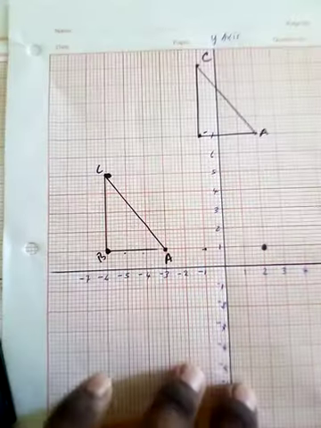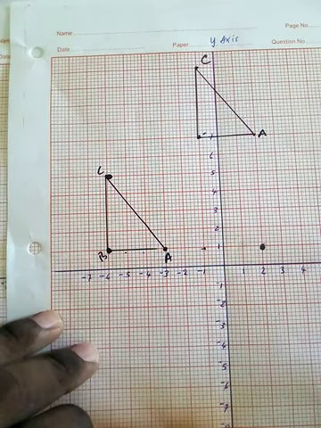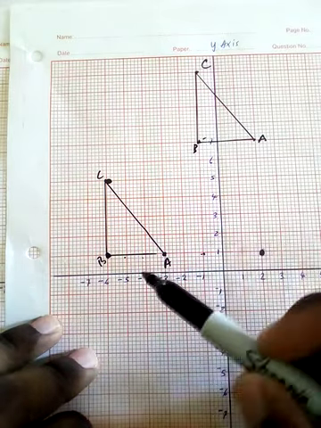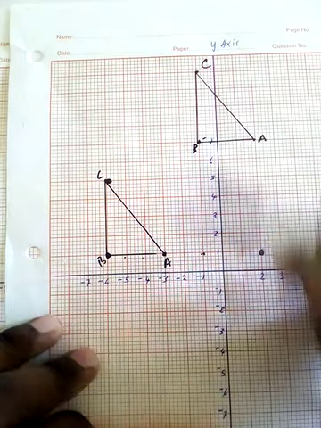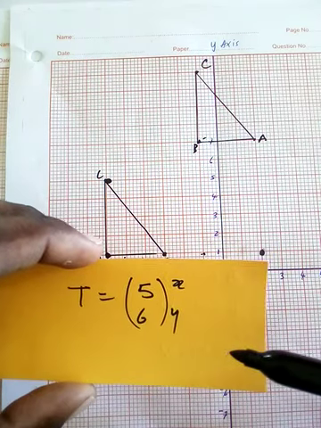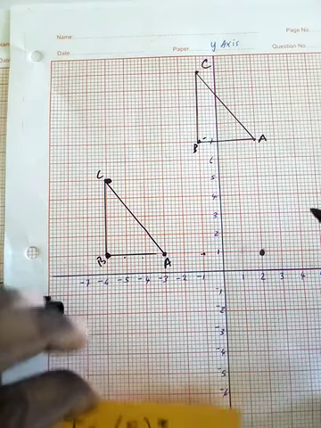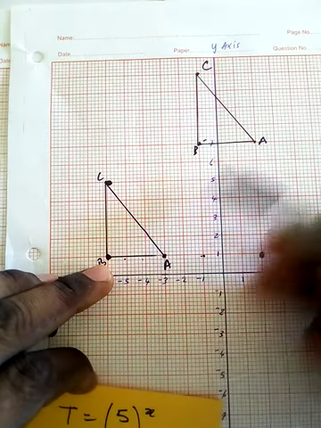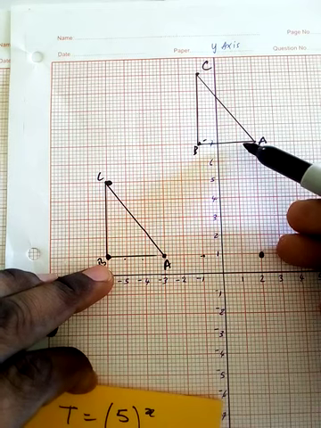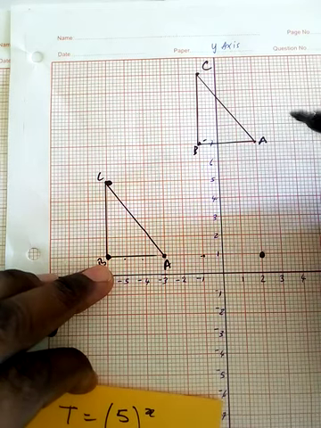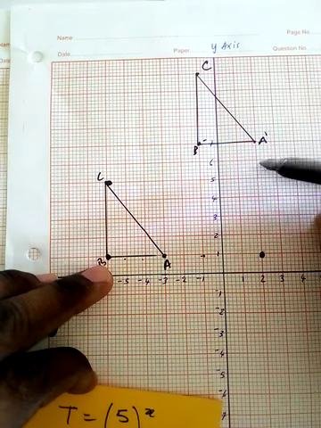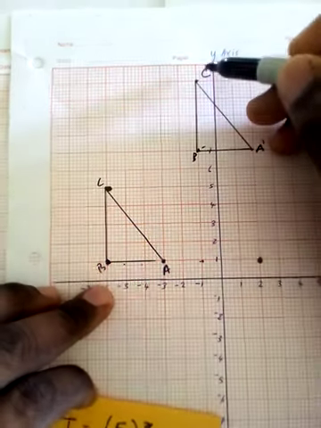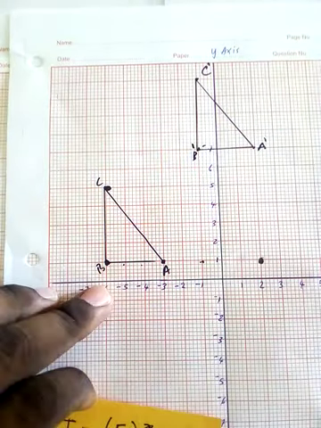So this is method 1. We could use the vector to just move each point individually, and now we have our new translated shape. So the shape has slid from here to here using the vector 5, 6. So this is method 1 of finding it. Now this object is the object or pre-image, but this new shape is called the image, and we normally use a symbol over each letter, which is called prime. So A is mapped onto A prime, a simple stroke over it, C prime, B prime.